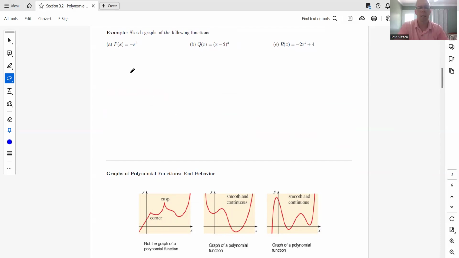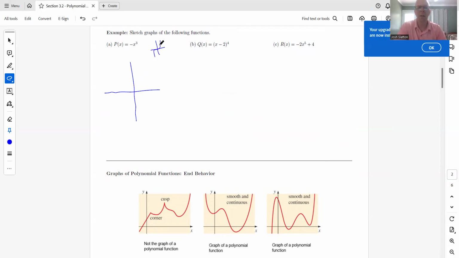So negative x cubed. The x cubed on the previous page looks like this. The negative in front is going to flip it upside down, and so it's going to look like that. Now, it may be hard to remember. Obviously, if it's an x squared and you have one that looks like that and you flip it upside down, now it looks like an n. That's fairly easy to remember. These are the same. They're more similar and harder to differentiate.